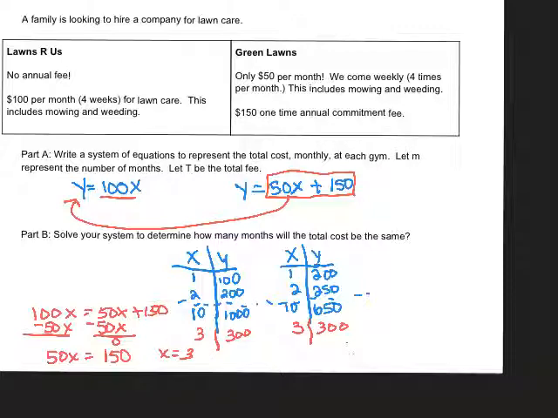Well, why is that important? Why not just say, well, let's just go with green lawns? Well, how many months do you really get lawn care in the summer? Do you just hire them for June and July? If that's the case, you might just need Lawns R Us. If you live somewhere where it's warmer and you need lawn care more months year round, then you might want to hire green lawns. So this is a comparison tool. I hope that helps.